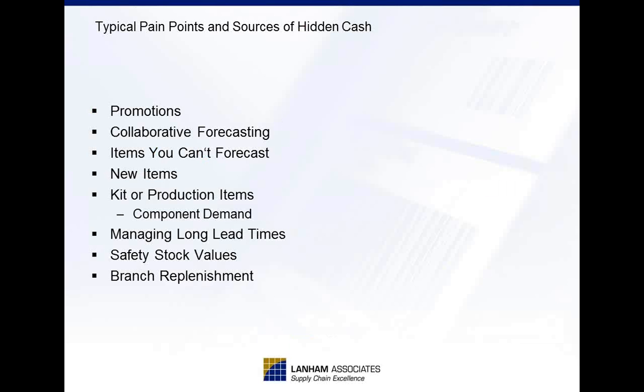So in finding the hidden cache and solving pain points, most companies come to us looking to solve problems. And they're looking to find the information that can help them manage their inventory better. This normally means handling some of the pain points and points where inventory may be hidden in the areas of promotions, collaborative forecasts, brand new items, items you can't forecast, how to handle safety stock, how to handle a multi-branch environment. And that's where you may have more than one location holding your inventory.